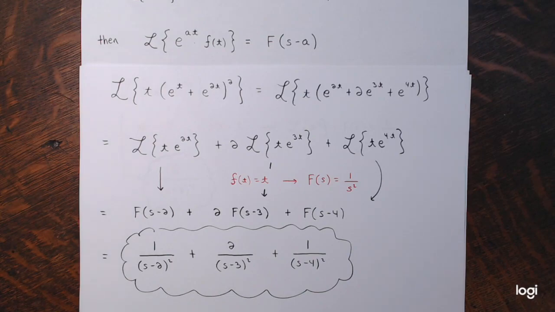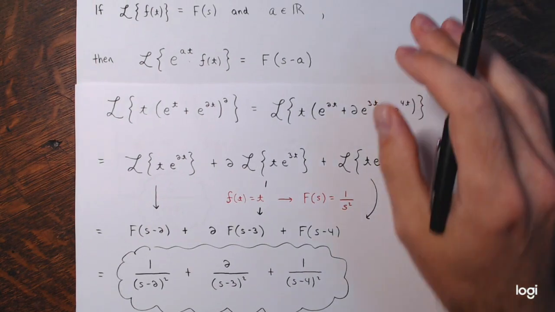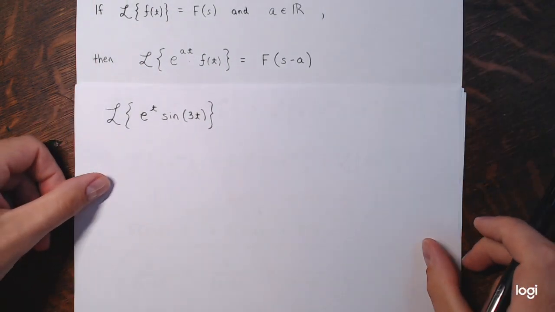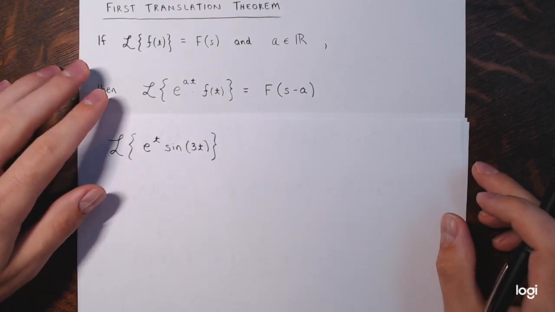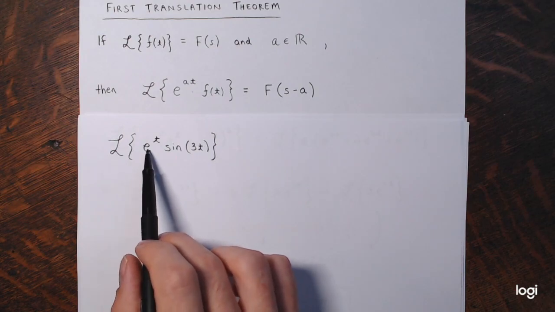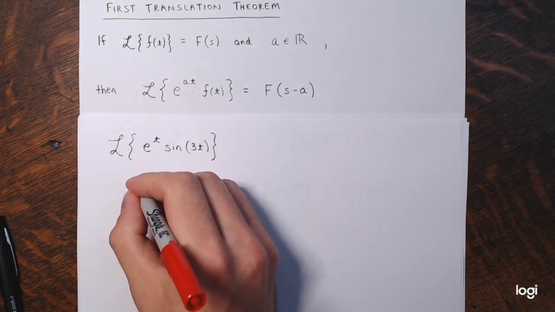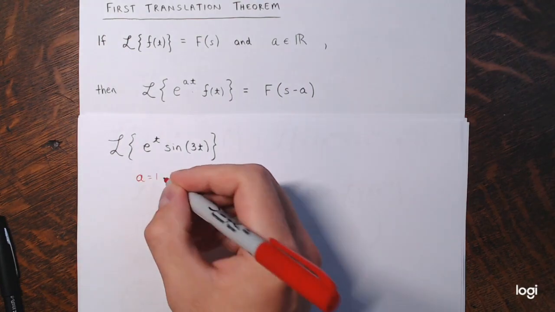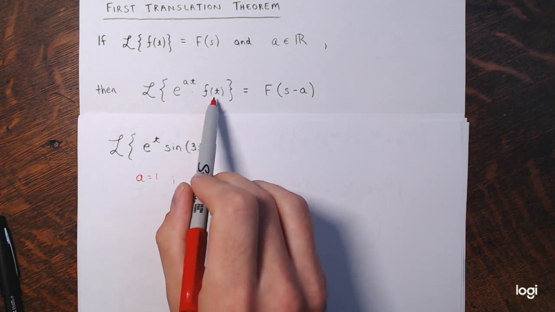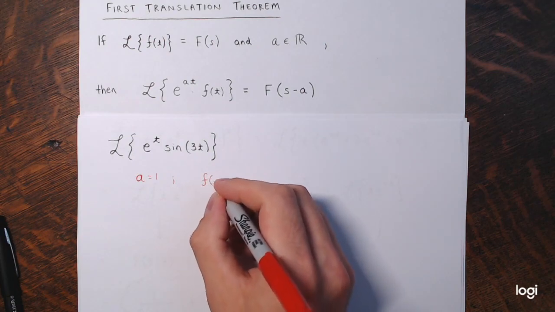Okay, I've got one final example before we start looking at inverse Laplace transforms, the second half of my first page. And that's this one here, again using this translation theorem. Let's find the Laplace transform of e to the 1t times the sine of 3t. So the value of a is 1 here. The function of t that's being mentioned in the theorem is the sine of 3t.